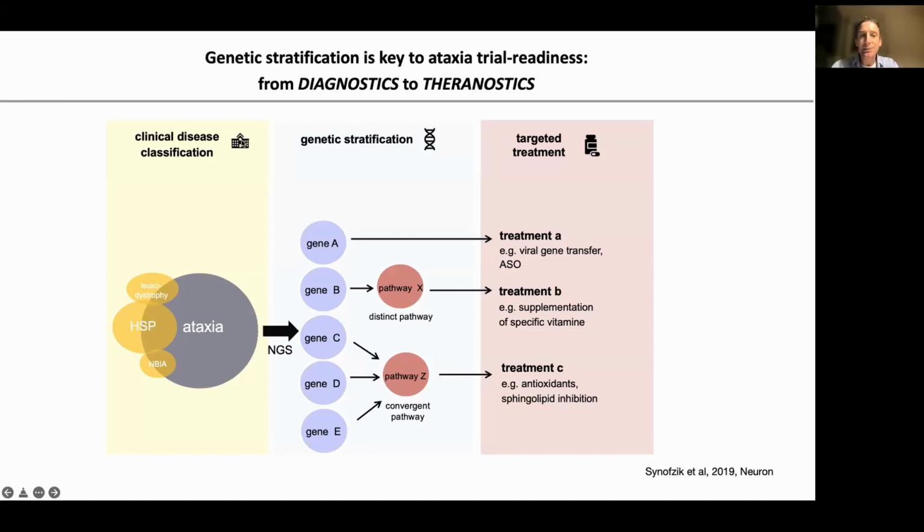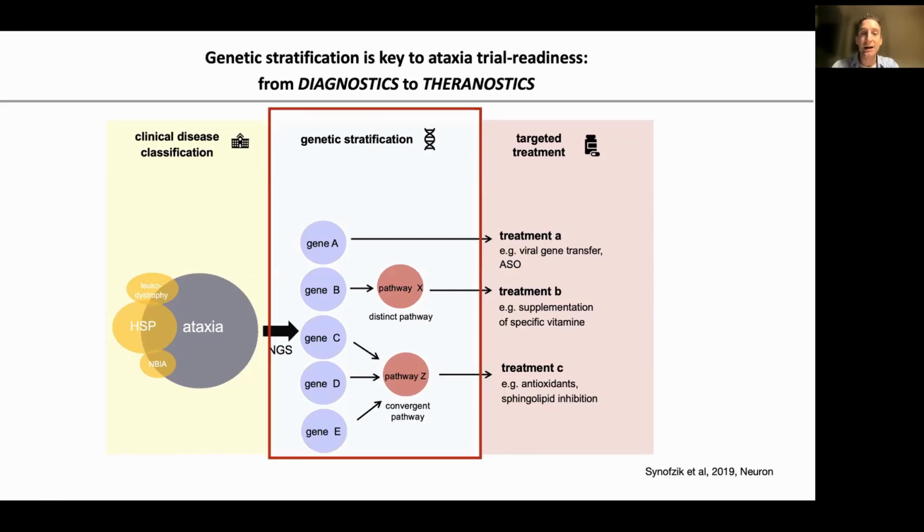Why is that? That's because we will not treat ataxia as ataxia. Rather, we will have to genetically stratify it. And then gene A will get a different treatment than gene B, than gene C or gene D. So the high effect size molecular treatments will be run via the gene. And this is why genetic stratification is a tool and why it's not just diagnostics, but theranostics.